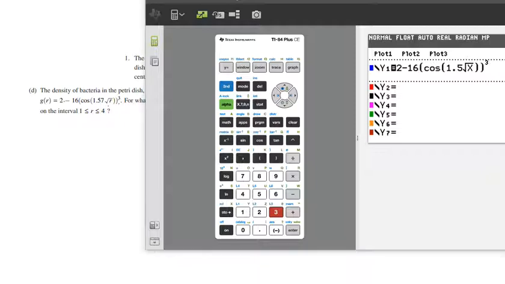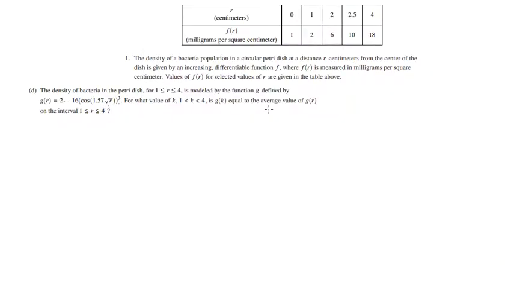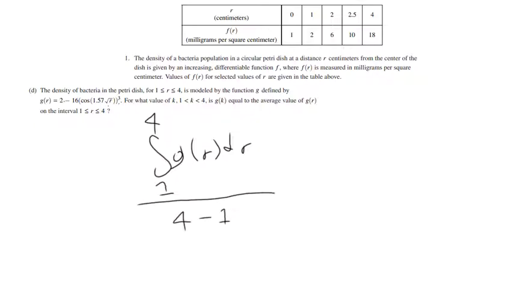So now let's go back and read the rest of the problem. So we need the average value of g of r. Well, what's the average value of g of r on this interval? Well, it's going to be the integral from 1 to 4 of g of r dr over 4 minus 1. This is just how you find the average value of a function. So we need g of k to equal this. So we need a value of k, because remember, this right here is just a number. So we need a value of k. So let's first get a value for this integral.